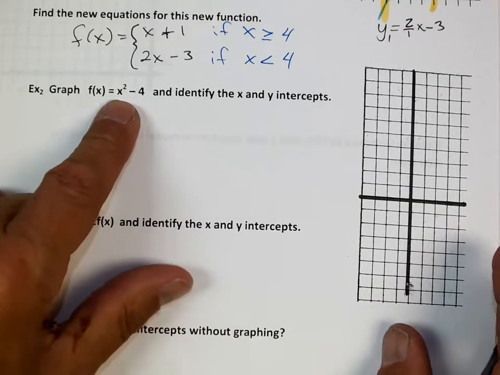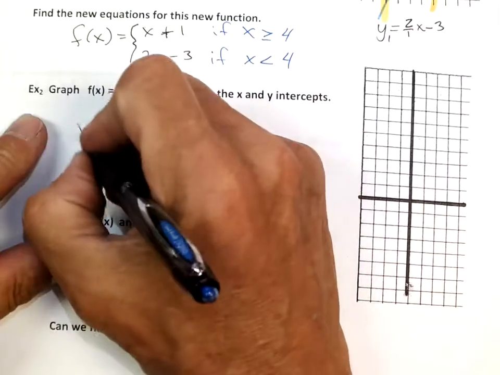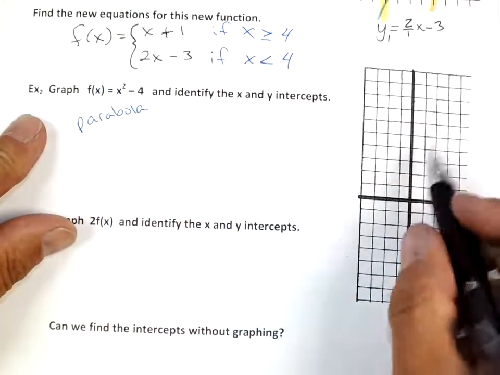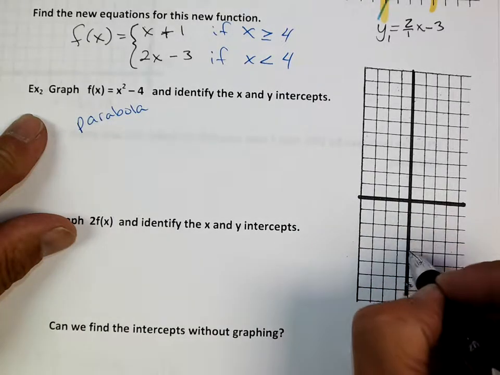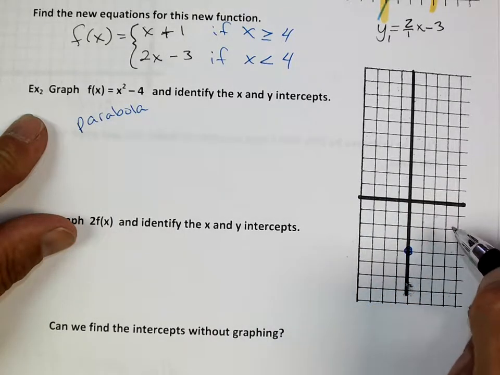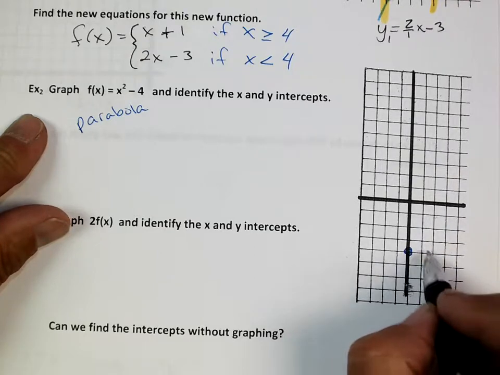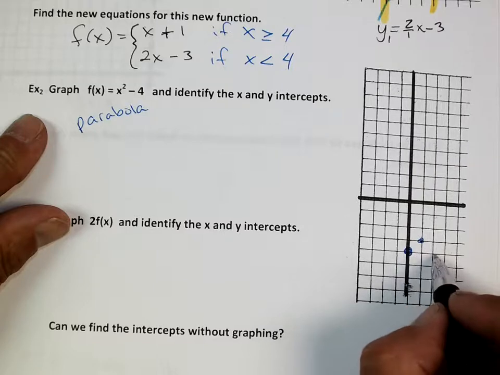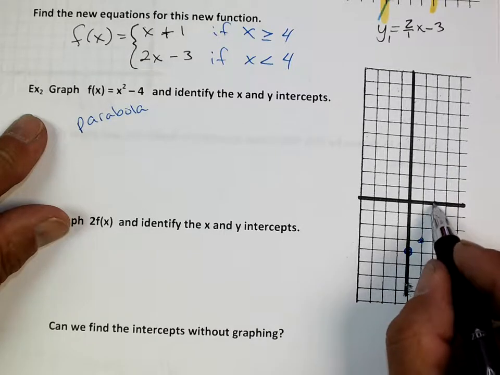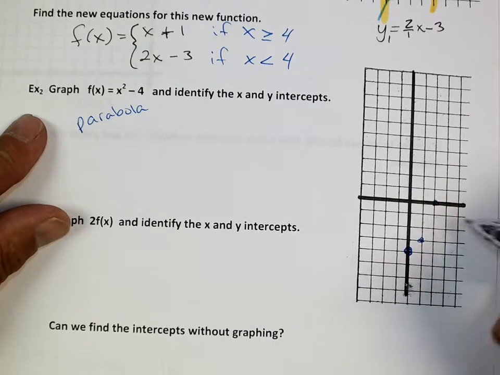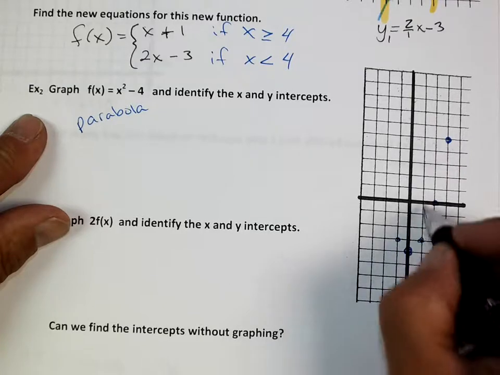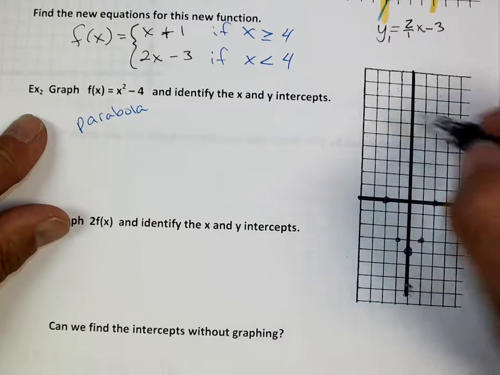Okay. Example number 2. So it's a parabola. Do you guys agree? It's definitely a parabola. Let's start down at -4. 1, 2, 3, 4. Remember how to do the parabola? We'll do the 1, 1, 2, 4. We'll do 1, 1, 2, 1, 2, 3, 4. We'll go 3, 1, 2, 3, 4, 5, 6, 7, 8, 9. How am I doing? Okay. 1, 1, 2, 4, and 3, 9.